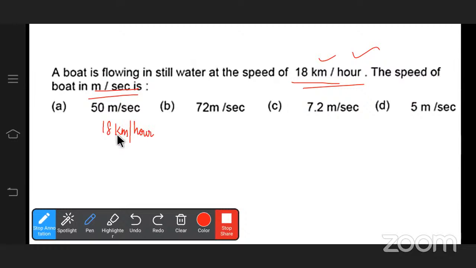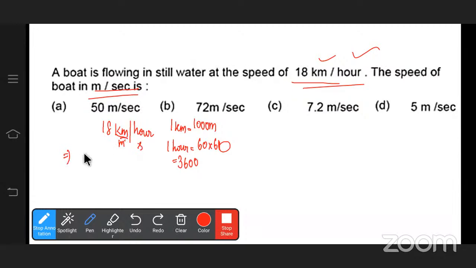Okay. We know that 1 kilometer equal to how much meters? 1000 meter, right? Okay. And also 1 hour equal to how many seconds? 60 into 60, which is 3600 seconds, right? Yes, ma'am. So I'm going to convert these kilometer and hour into meter and second.